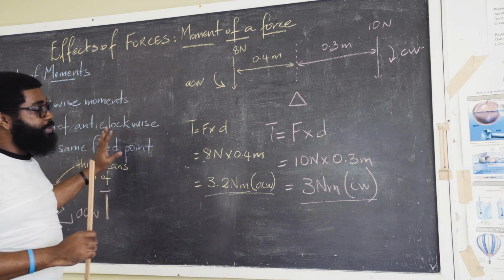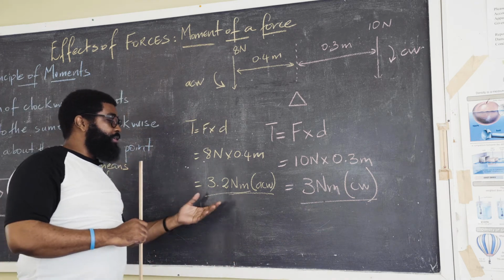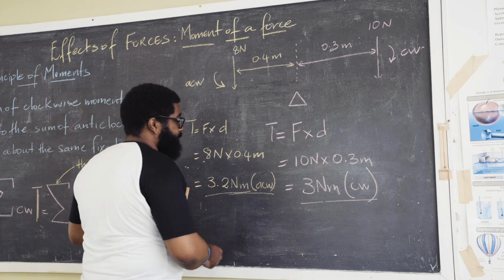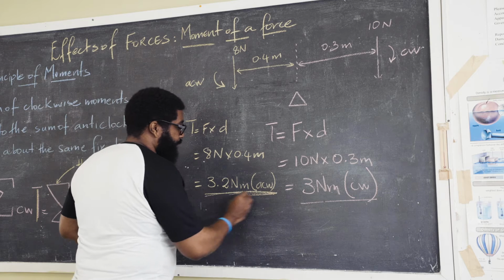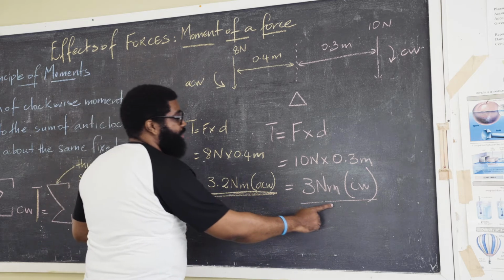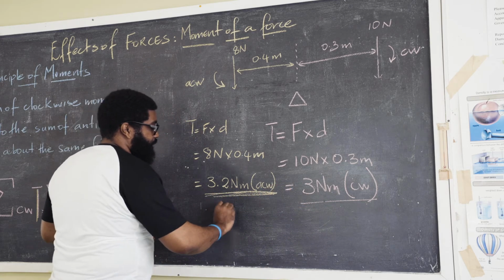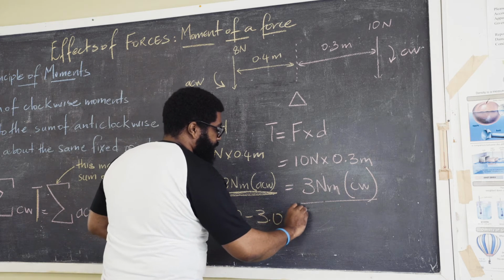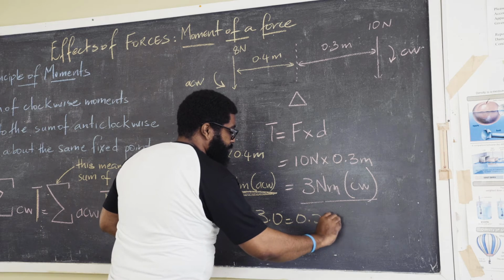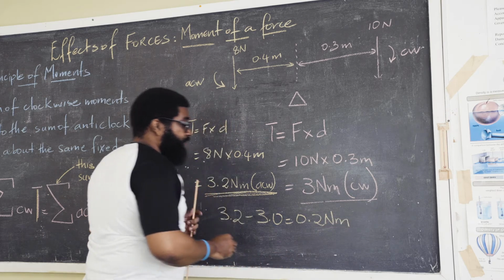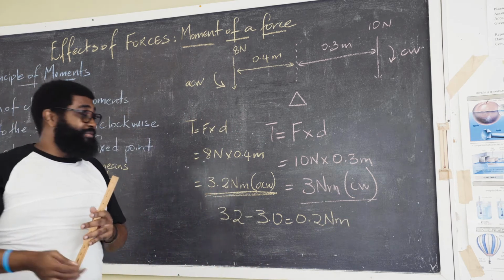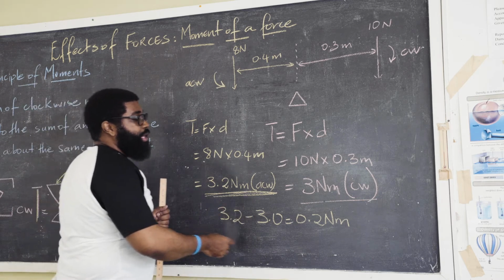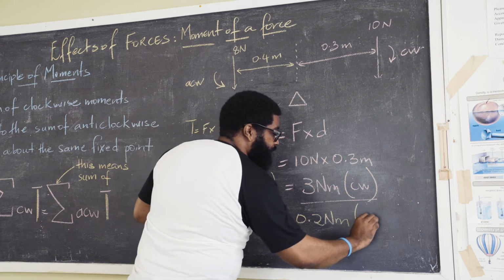Again, if we go back to the principle of moments, it says the clockwise moments have to be equal to the anti-clockwise moments. And if we look at these two, they are not equal. This is slightly larger than this. If we did the math, it would be 3.2 minus 3.0, which is 0.2 Newton meters. And in physics, the largest moment will win in this case. So the object will rotate anti-clockwise.